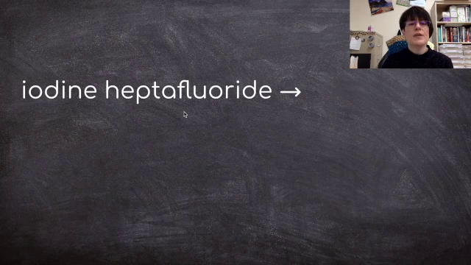And then if we know the name, we should be able to write the formula. So here we have iodine heptafluoride. So we see here there's one iodine. There are, hepta would be 7 fluorines. So it's IF7 would be the formula.